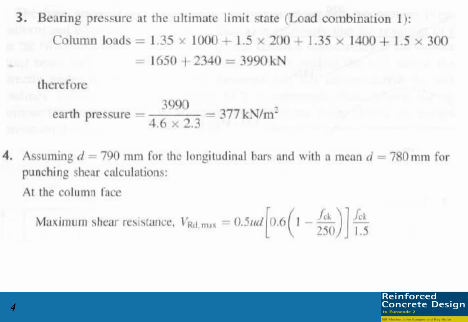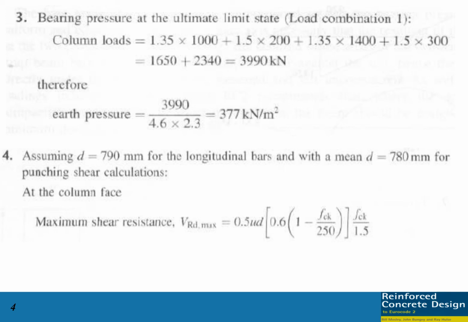After that, calculate the bearing pressure at the ultimate limit state load by using load combination 1. For the column load, we have the 1.35 safety factor for Gk and 1.5 for Qk. So 1.35 multiplied by 1000 plus 1.5 multiplied by 200 from the left column, and 1.35 multiplied by 1400 plus 1.5 multiplied by 300 from the right column. So we have 1650 kilonewton from the left column and 2340 kilonewton from the right column. The total ultimate column load is 3990 kilonewton.